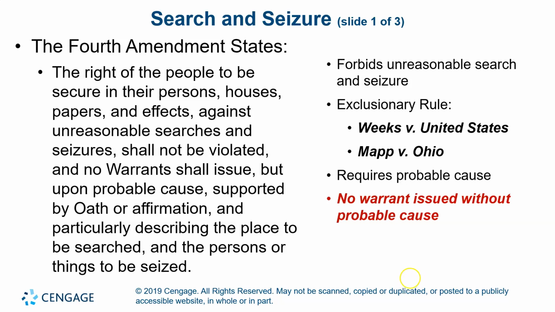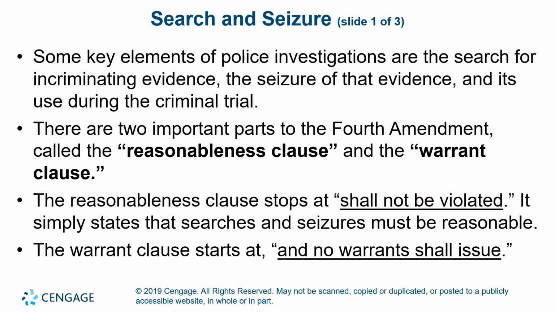So, in a nutshell, the Fourth Amendment forbids unreasonable search and seizure. The two main cases, as it revolves around not only the exclusionary rule but the unreasonable search and seizure, would be Weeks versus United States and Mapp versus Ohio. It does require probable cause, just like the judge won't issue a warrant without probable cause. And we'll talk a little bit more about that in just a few minutes.